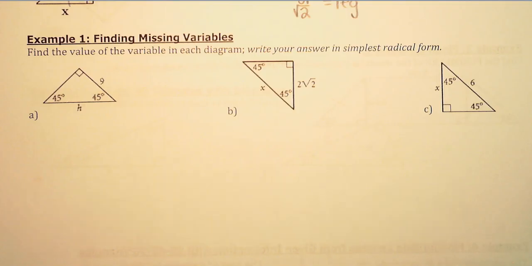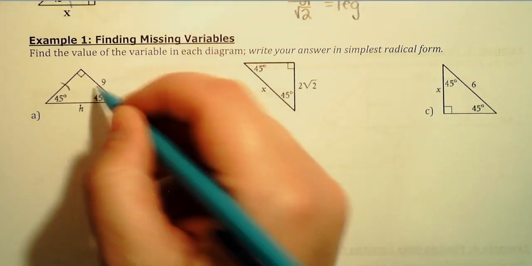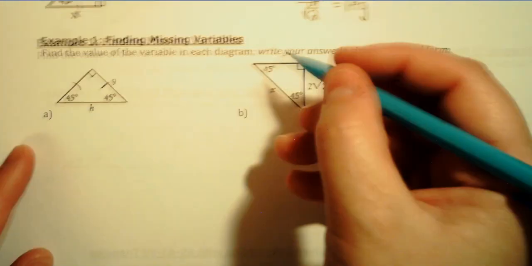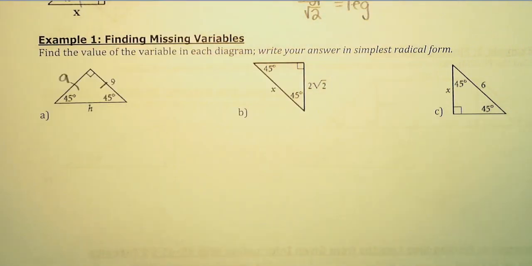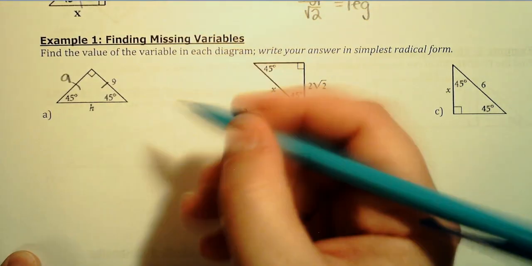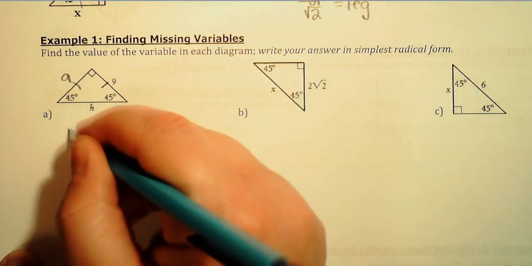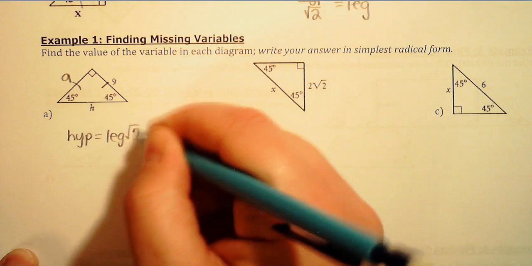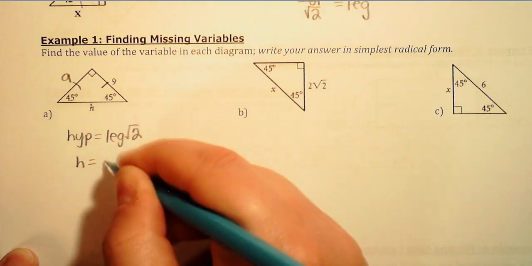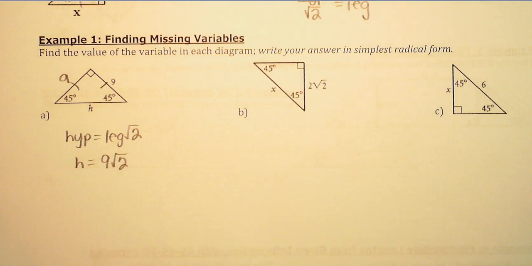All right, in my first example, it says find the value of the variable in each diagram. Write your answer in simplest radical form. This is a 45, 45, 90 triangle. I've got one of the legs, and I know it doesn't ask us for this, but the other leg would also be exactly the same. And the h is actually the hypotenuse here. So the hypotenuse, all that is, it's the leg times the square root of 2. So here, it would just be 9 times the square root of 2.